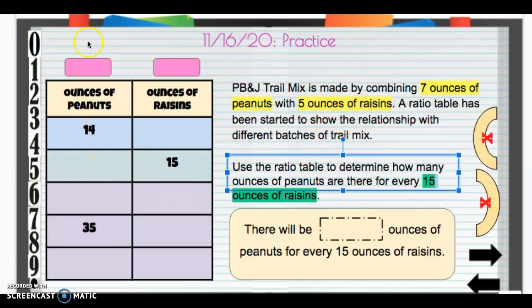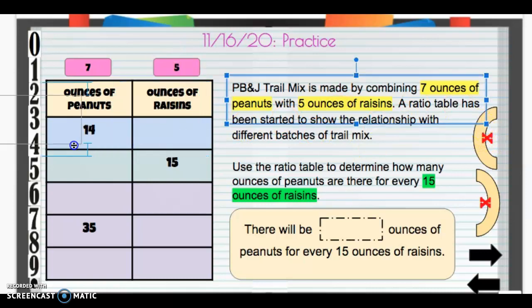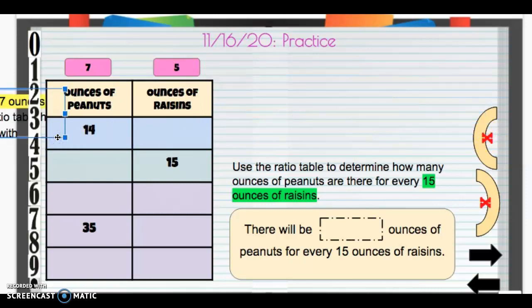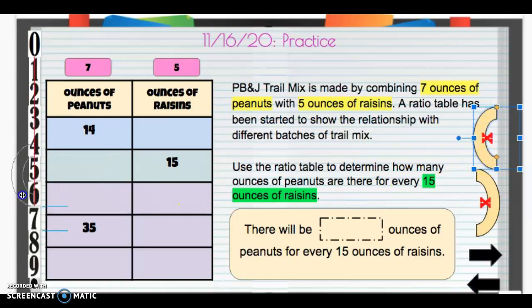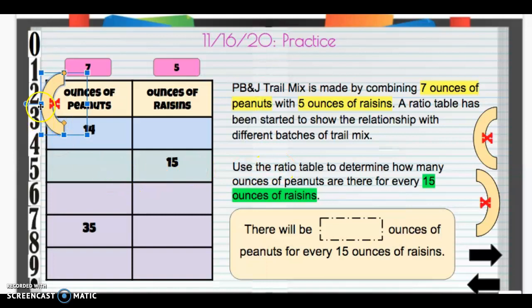So they're saying 7 ounces of peanuts. So we put 7 up on top, because that would be as if there was a box above the 14, we would put 7. Then there's 5 ounces of raisins, so we put a 5. So we have to figure out what did we do to 7 to get to 14? And that's timesing it by 2.